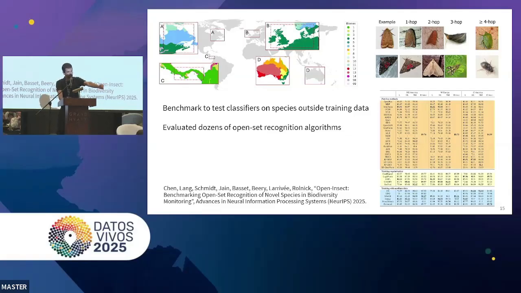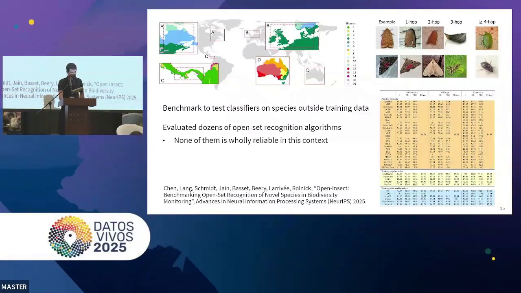So you can see, you're testing from a classifier that was trained on Panama. What does it do when it's seeing a moth from outside of that region? And looking at different hops away in the taxonomical hierarchies, like if you're looking at a moth in the same genus, is it able to distinguish that? It's easier if you're looking at a moth that's in a completely new family, for example.